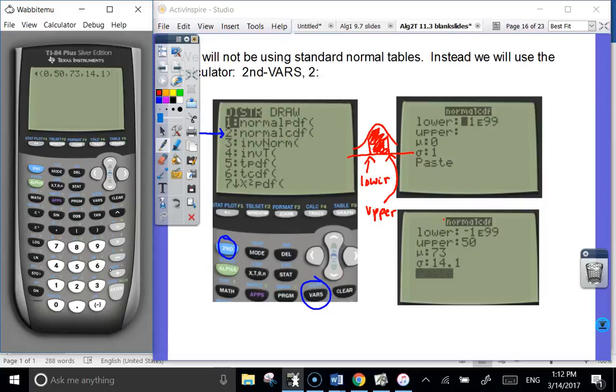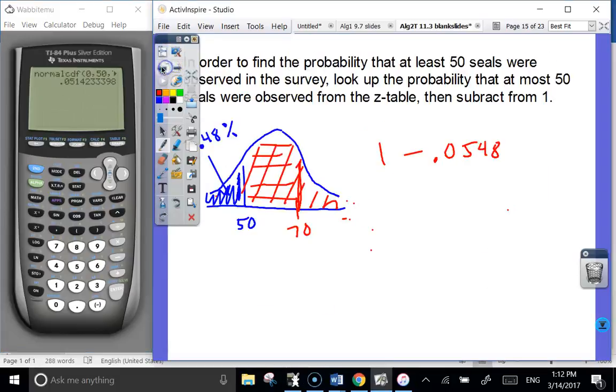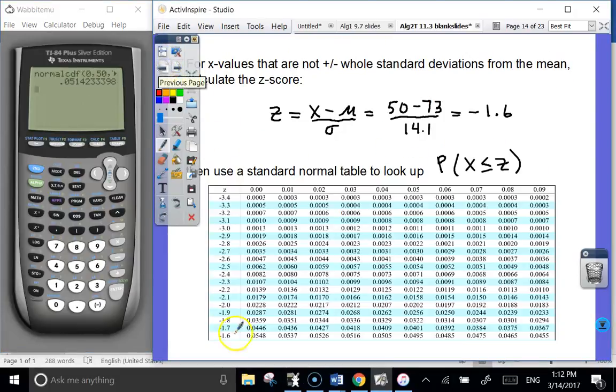So then you hit enter, and it comes with the percent. Like I said, I think when we did the z-score, it was actually negative 1.63. So we got a 0.0514. If I go back again, yeah, negative 1.63, okay, 0.0516. We're getting closer anyways.